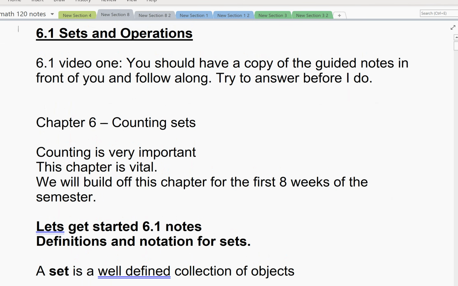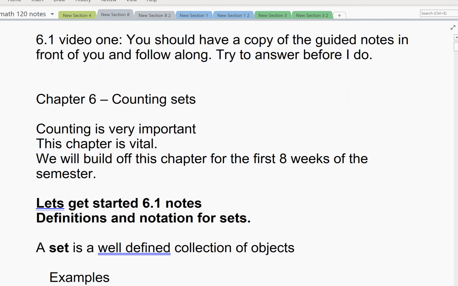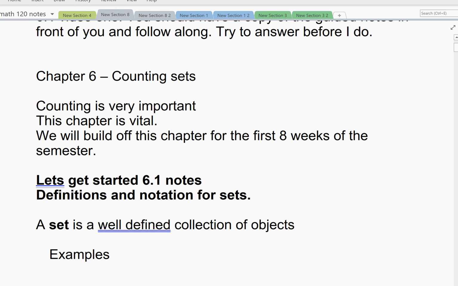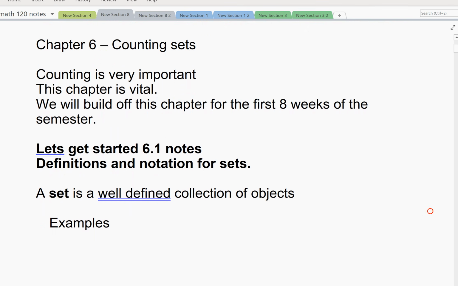Hopefully you've got a copy of the guided notes that are on ReggieNet in front of you. It will really make following this video a lot easier. It'll also make it easier if you go back and look at the notes where you filled in the guided answers from this video. Also, some of this stuff is basic and you may have seen it before. Try to answer before I do. See if you know the material and answer before I do. Always a good idea to see if you can do that.